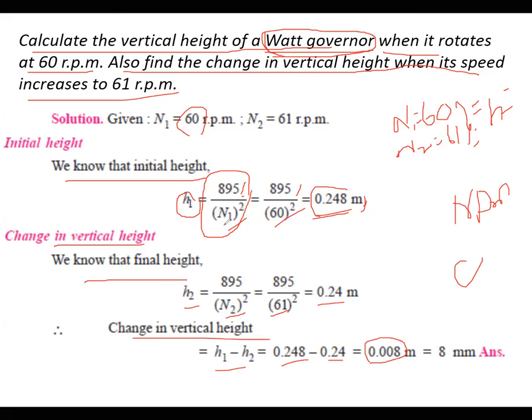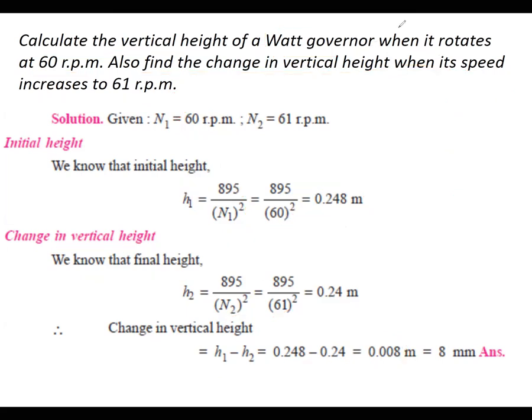So the initial speed is given, the final speed is given, with that the change is calculated here, right? So this is one way of calculating the problem. Very simple problem this is.